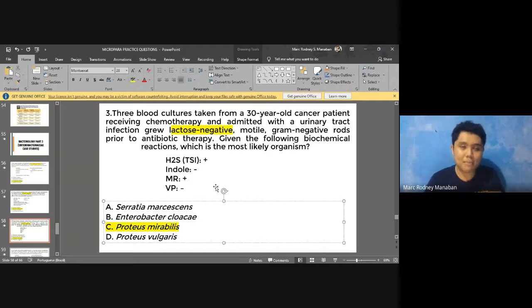Take note, how do I remember sa Proteus? Si Proteus vulgaris. Vulgar kayo siya, mao nang positive siya sa indole. So siya'y positive sa imuhang indole. Proteus vulgaris. Alright? Indole positive.